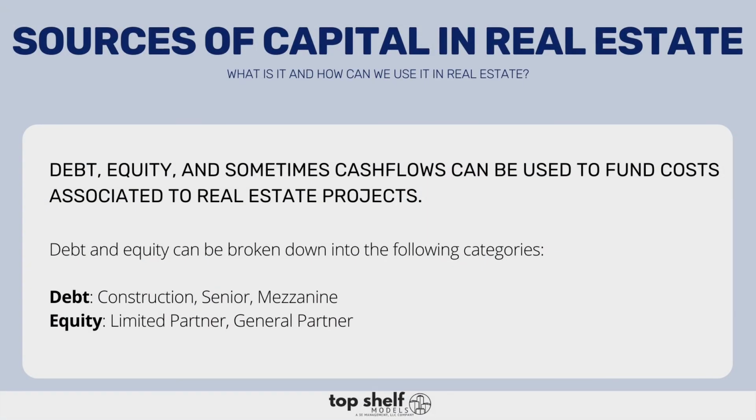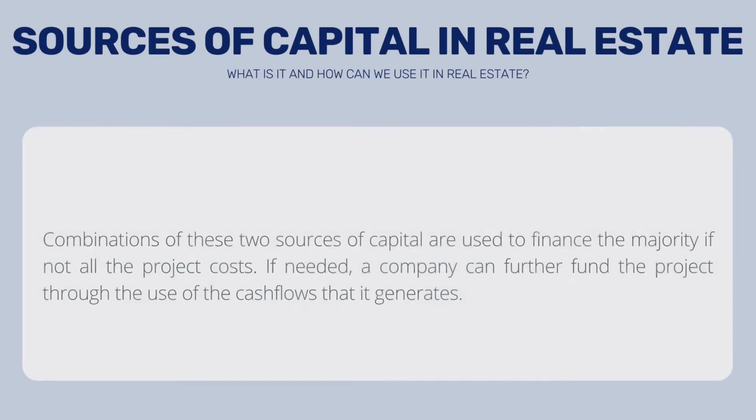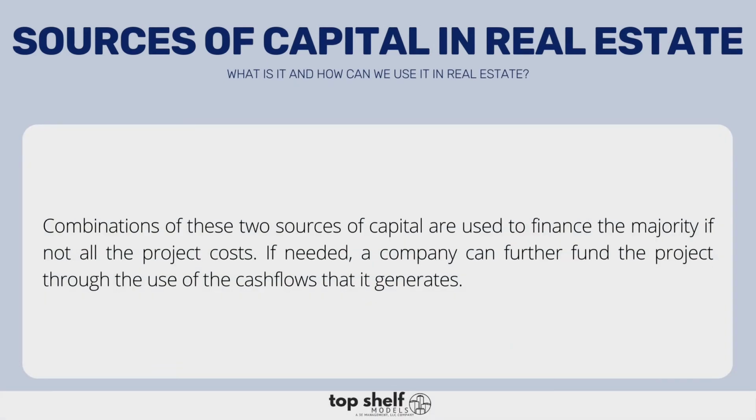So in conclusion, debt, equity, and sometimes cash flows can be used to fund costs associated with real estate projects. Debt and equity can be broken down into the following categories. Debt has construction, senior, and mezzanine debt. Equity has equity from limited partners and also general partners. Combinations of these two forms of funding are used to finance the majority, if not all, of project costs. But if needed, a company can further fund the project through the use of cash flows that it generates.